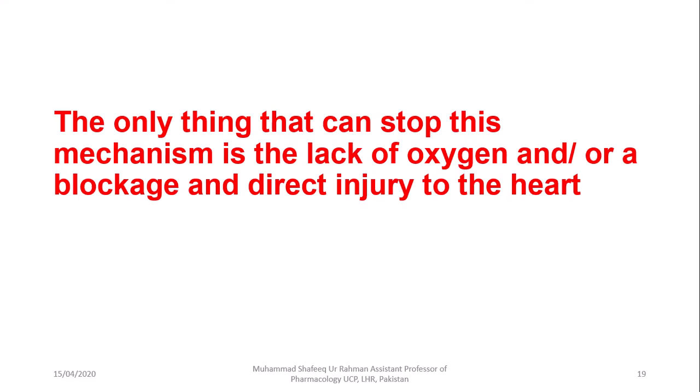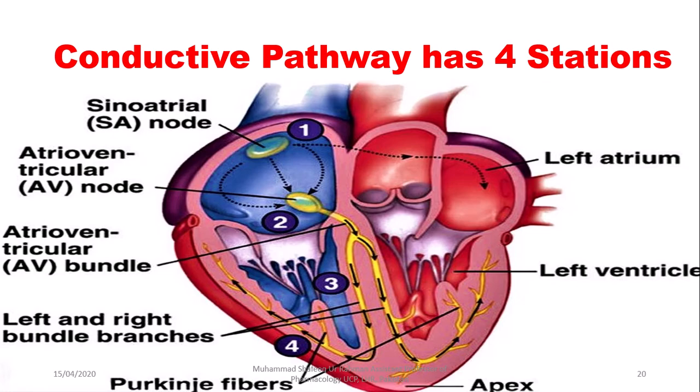The conductive pathway has four stations which send the electrical impulses that keep the heart beating, which is roughly 100,000 beats per day. The first conductive station is the SA node. The SA node is known as the pacemaker, which is located in the right atrium. It starts the spark and passes it on to the next relay station.